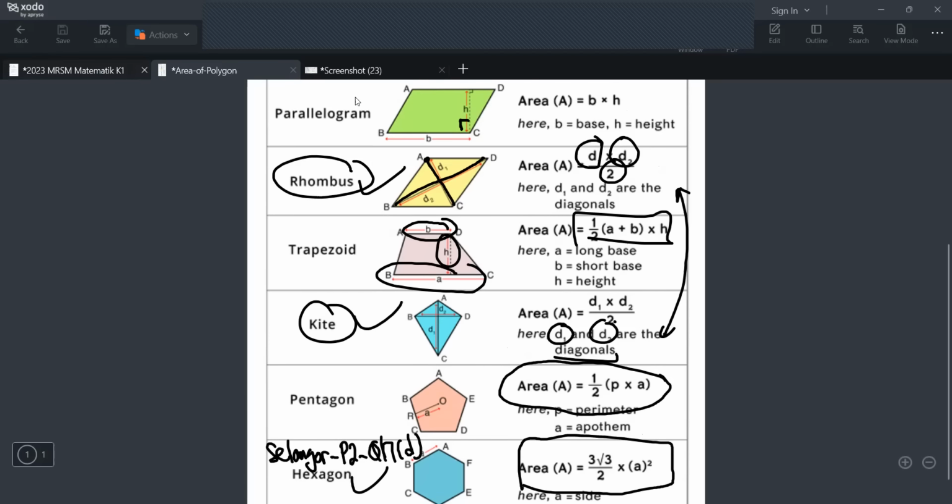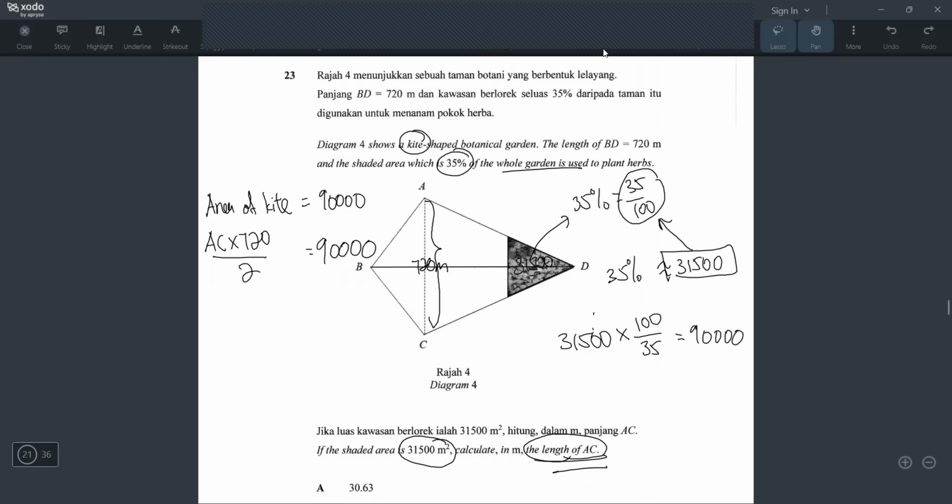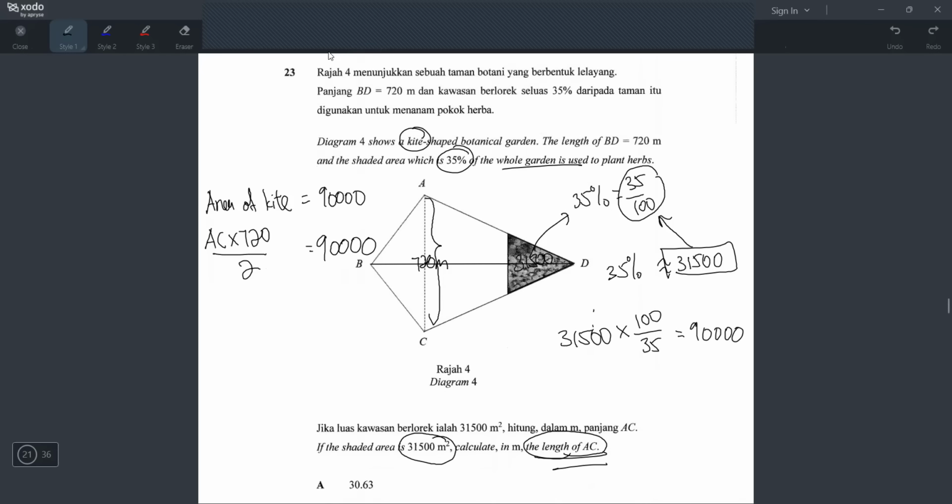Okay, let's come back to this question. So now you understand why the kite area is AC times 720 over 2, because these two are the diagonals. So just take the 2 diagonals times and divide by 2. So what is 720 divided by 2? You will easily get 360. And then you will just press 90,000 divided by 360.